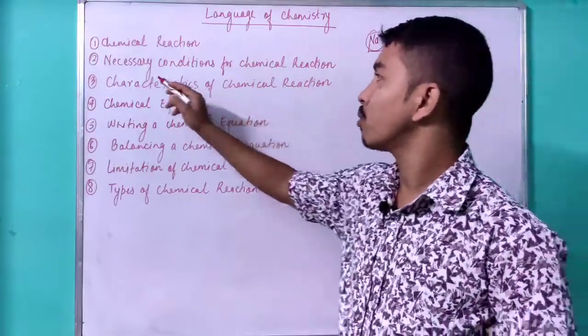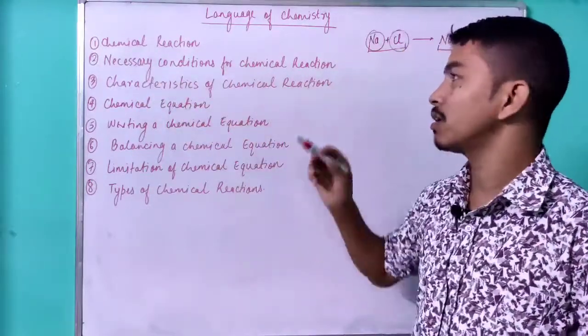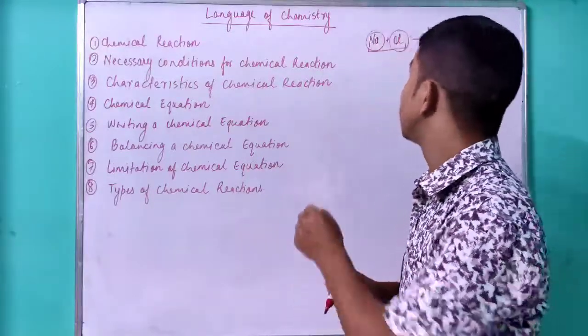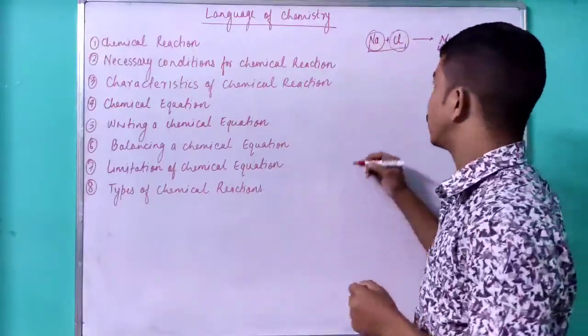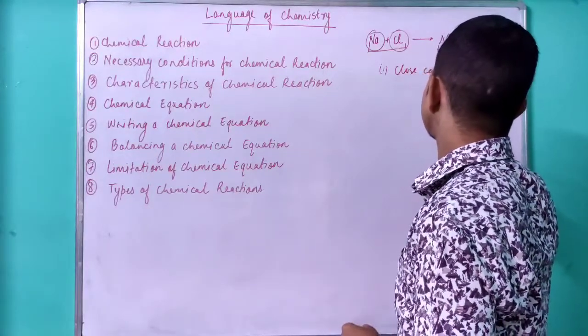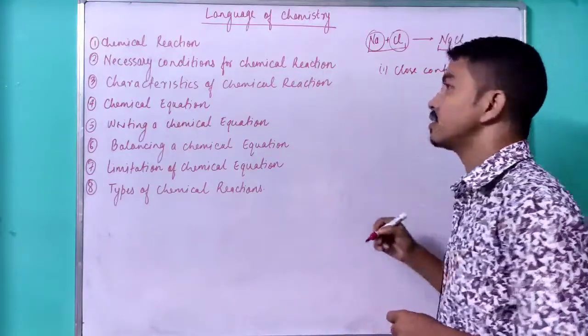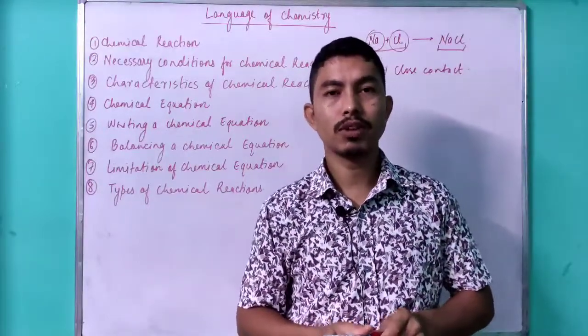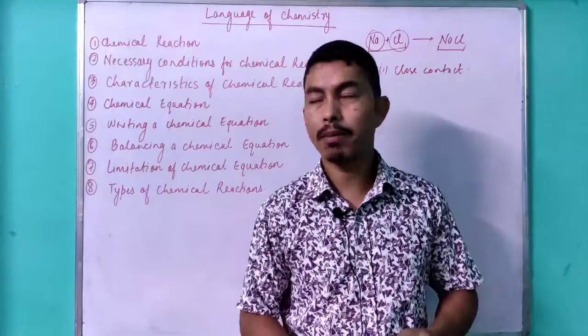Now coming to the second point, the necessary conditions for the chemical reaction. Now there are some necessary conditions required for the two reactants to react. The first one, they must be in close contact. So two reacting substances must be in close contact. That means you cannot make the two substances react when they are at different places.